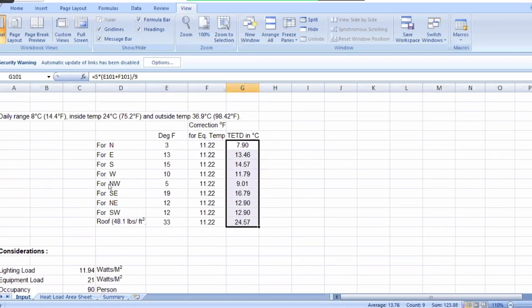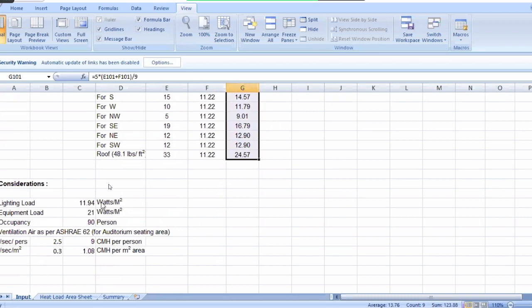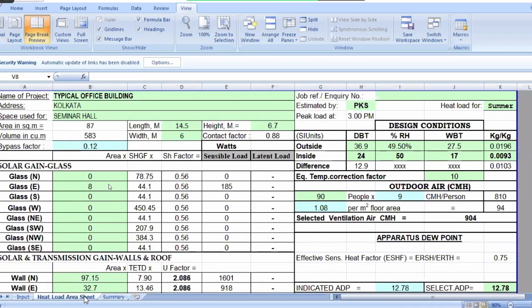Lighting load I have considered, equipment load I have considered, occupancy for the seminar hall I have considered as 90. Ventilation rate I have considered 9 CMH per person and 1.08 CMH per meter square area. Now going back to the main sheet. So this part I have done, the inside and outside conditions I have put, and the number of people I have put.